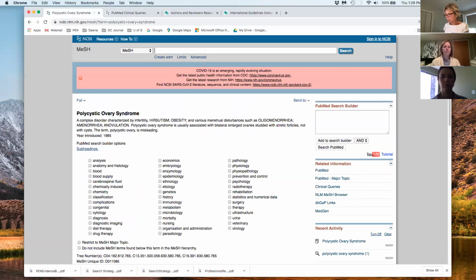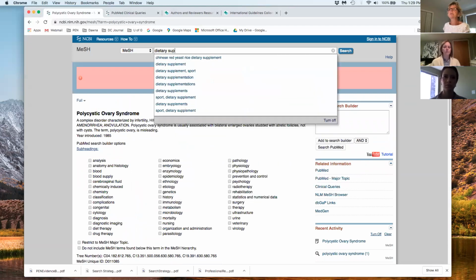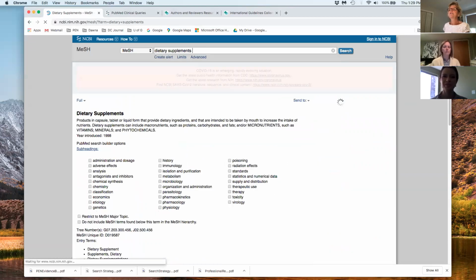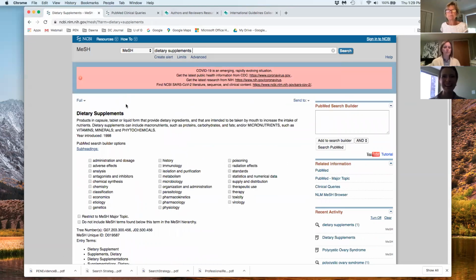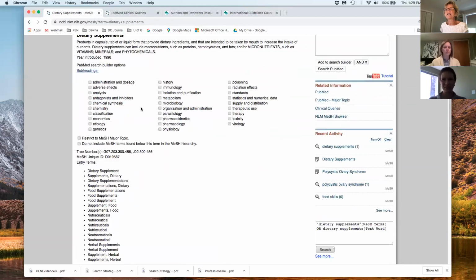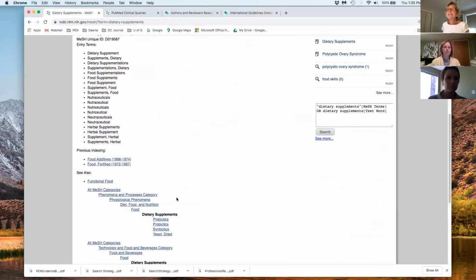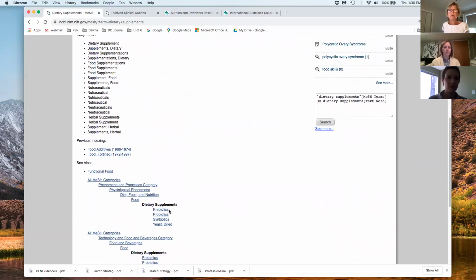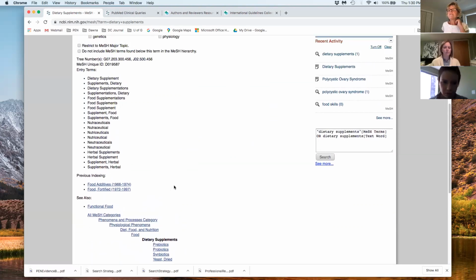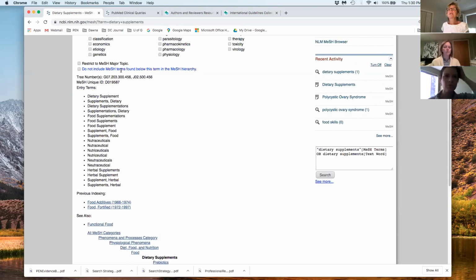Let's look at how we would capture dietary supplements for the intervention. Okay, so dietary supplements is a MeSH term as well. And you can see that other things that would be included under dietary supplements could be prebiotics, probiotics, synbiotics, and yeast. But we're really not seeing things like vitamins and minerals and herbs in here, although maybe herbal supplements would show up.